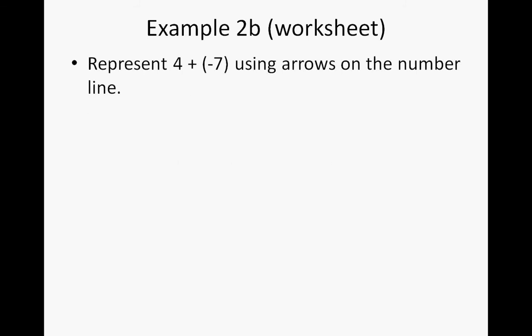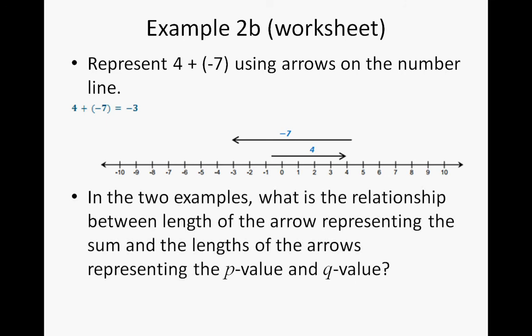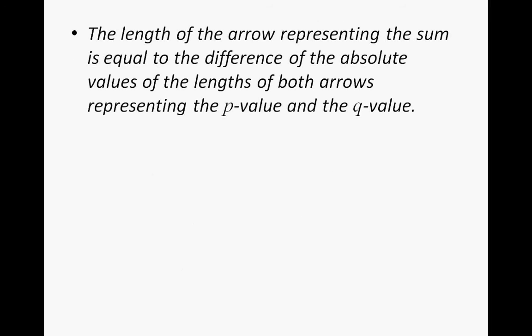All right, so let's take a look at example 2B on your worksheet. Represent 4 plus negative 7 using arrows on the number line. And again, we're going to ask those same questions. In the two examples, what is the relationship between the length of the arrow representing the sum and the lengths of the arrows representing the p-value and the q-value? Well, the length of the arrow representing the sum is equal to the difference of the absolute values of the lengths of both arrows, representing the p-value and the q-value.